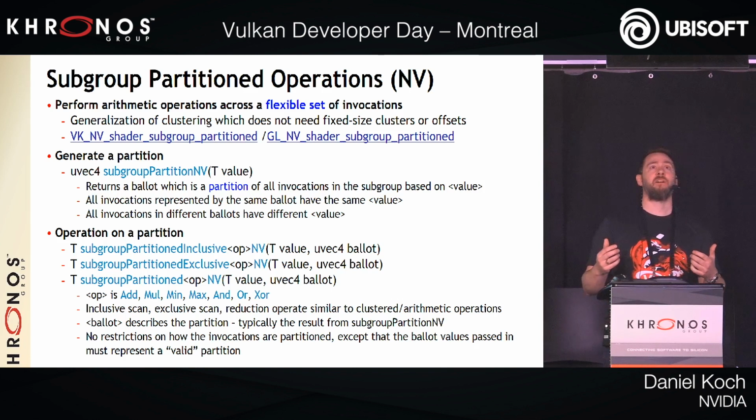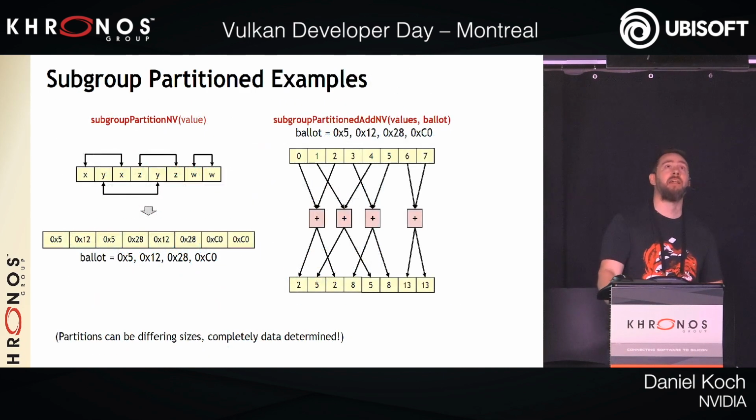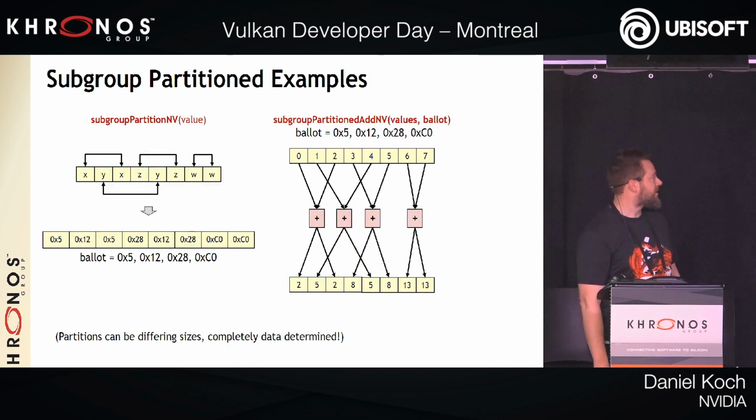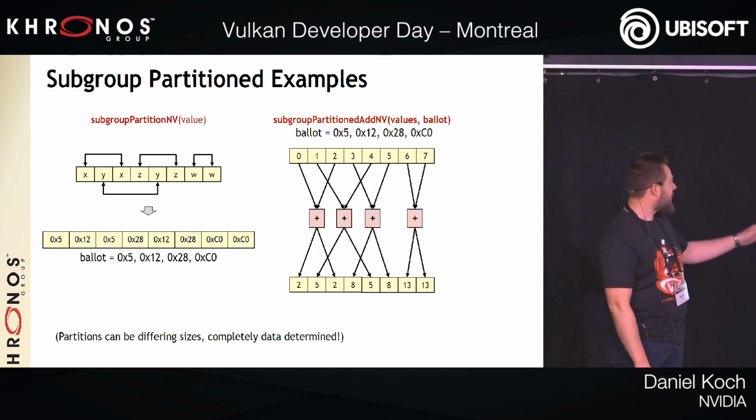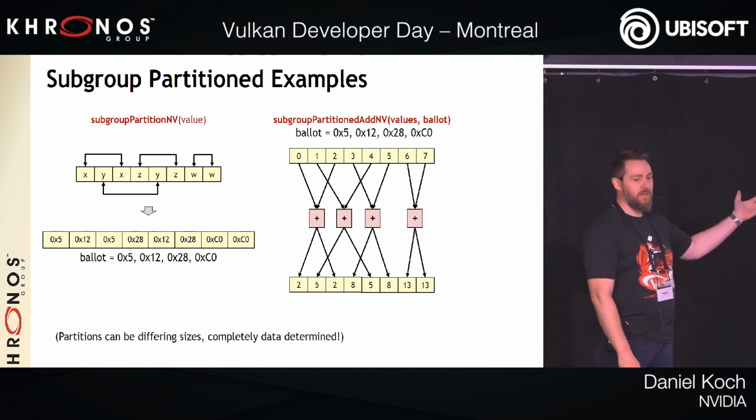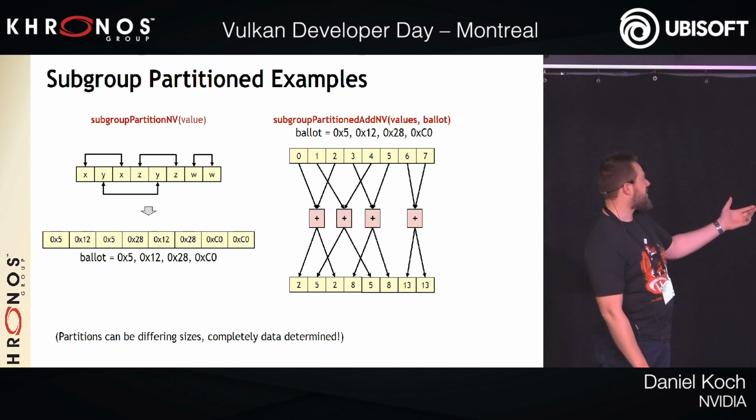There are no restrictions on how the subgroup is partitioned. It just has to be that if you pass in a partition, it has to be a valid partition. So you can't have more bits set than there are active invocations, for example, and things like that. That's why you generally want to use the result of the subgroup partition function to generate the ballots. Just an example of what this looks like. If you have the subgroup partition function, you can see in this case it doesn't nicely break down into pairs of values.